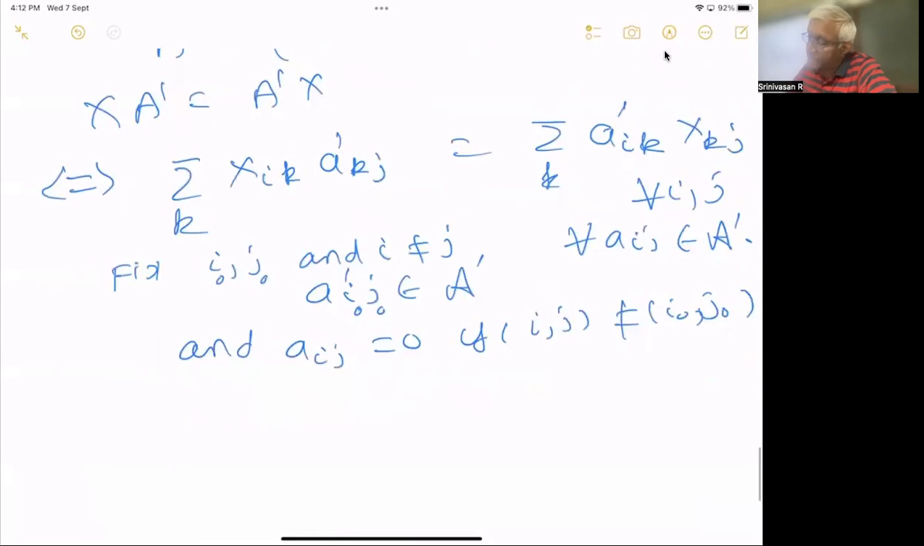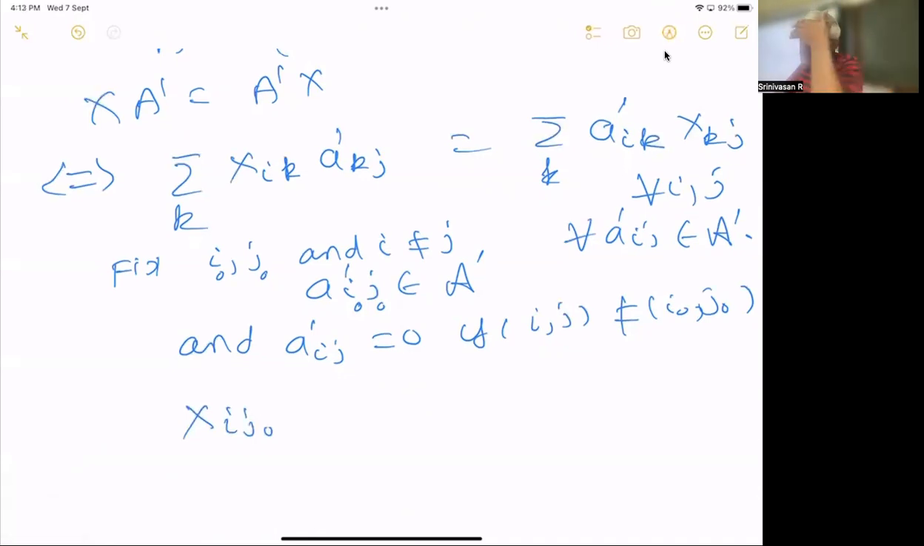So that will imply what? You can even take it to be a scalar if you want. That just implies that it's only for i_0 j_0 that this is true. If you just substitute it, I put a prime also, just to be precise. So what does that imply? Wherever there is an a_ij, it just gives x_{i_0 j_0}, and k_0 should be equal to j_0, right? And i_0 k_0 should be equal to i_0.